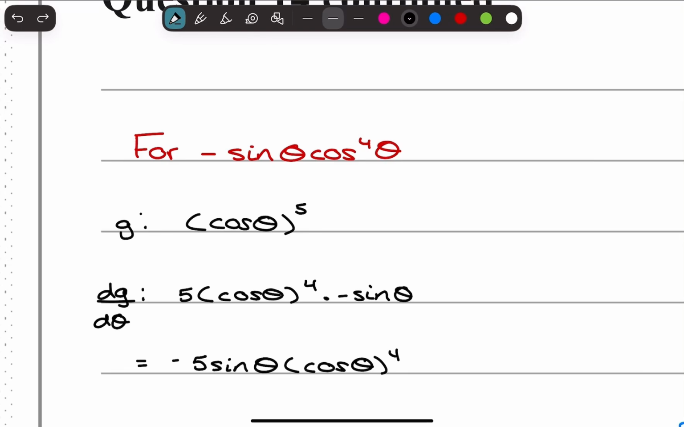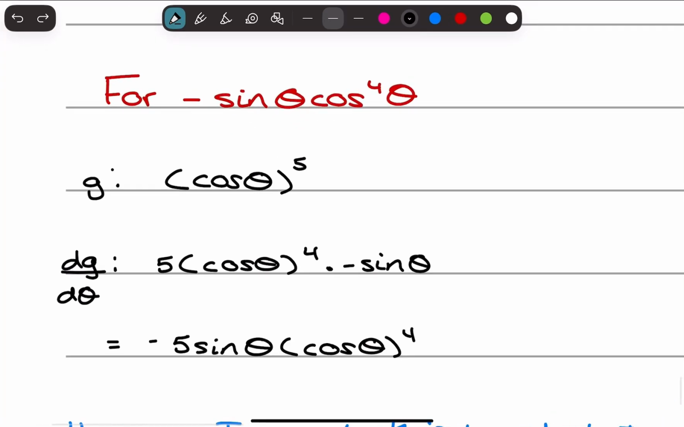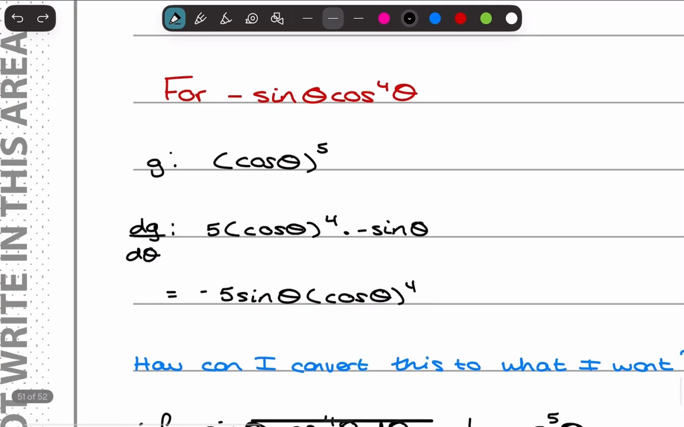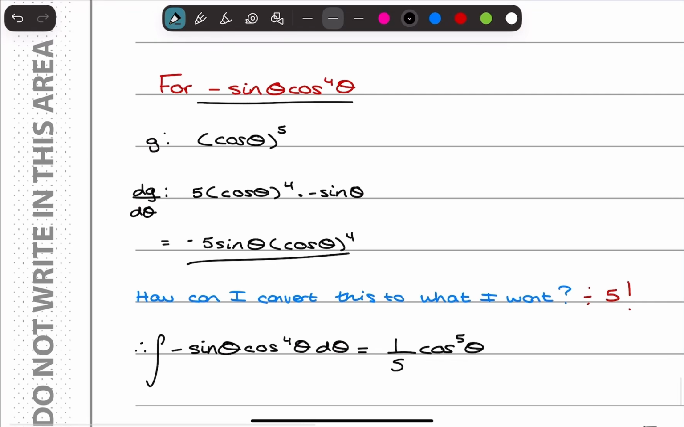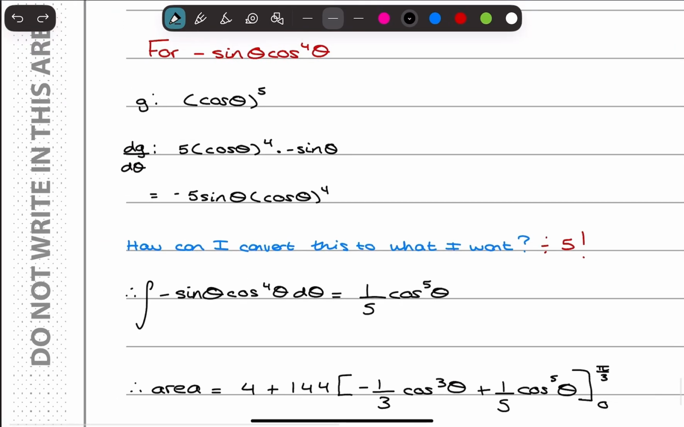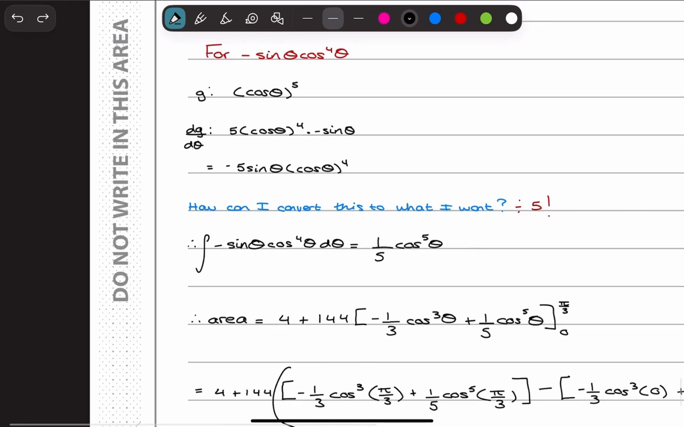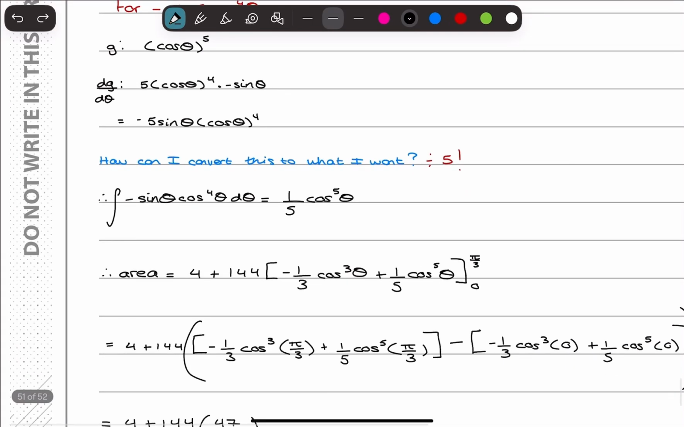So I'm using 5. Now again, I've differentiated the guess using the chain rule to end up with this. And you should notice that that is very similar to this. And all we need to do to convert it is divide it by 5. So we divide our guess by 5 as well to get 1 over 5 cos to the power of 5 theta. So we've integrated it now.